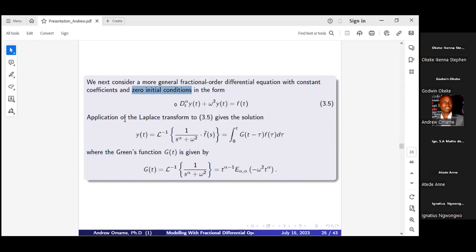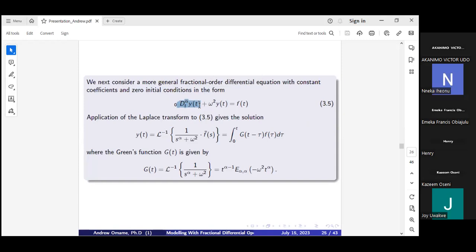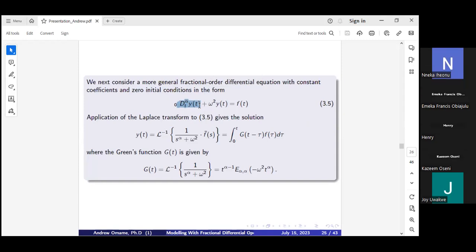Again, when you apply the Laplace transform to both sides of 3.5, this is an example you consider at home and work out. Take the Laplace transform of the Caputo fractional derivative. Remember, this first one is s to the power of alpha, Laplace transform of y, minus s to the power of alpha minus 1, y of 0. Remember, y of 0 is 0, so it will go. Now plus omega squared times the transform of this, plus the Laplace transform of this. When you rearrange, your y of t will become the Laplace inverse of this.